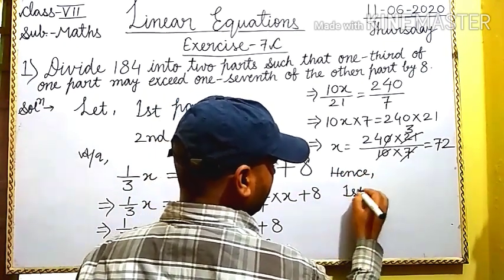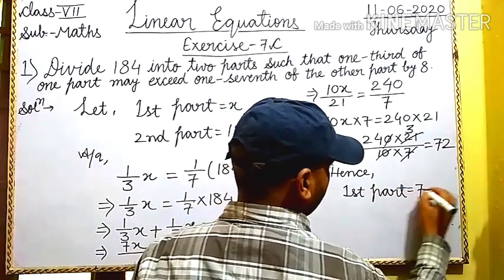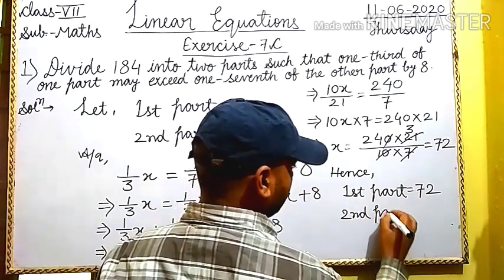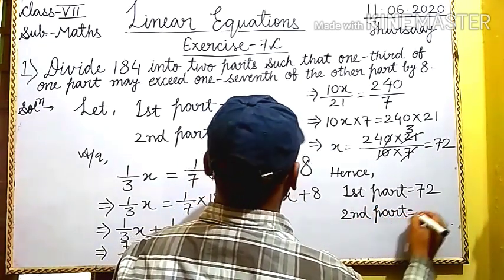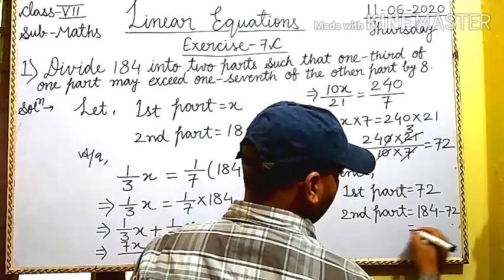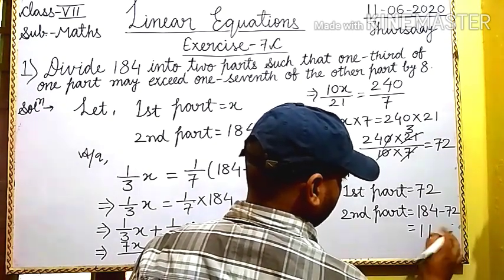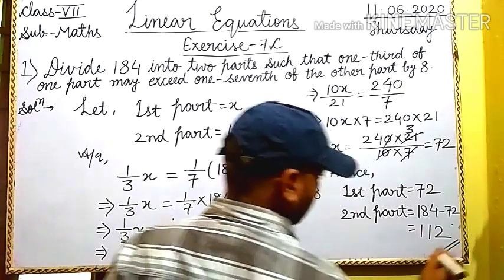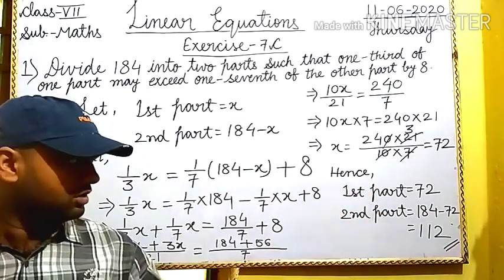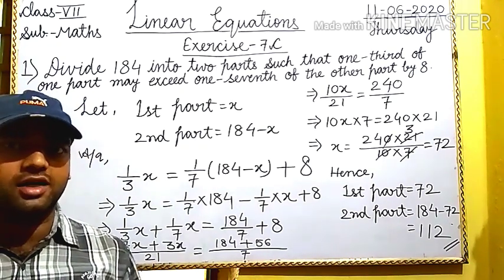the first part be 72 and the second part be 184 minus x. Here x is equal to 72, we get 112. Lastly we get the first part is equal to 72 and the second part is equal to 112. This is your required answer.